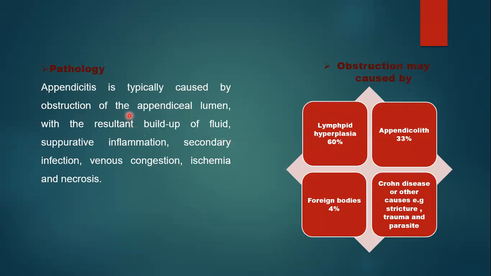Pathology. Appendicitis is typically caused by obstruction of the appendiceal lumen with a resultant build-up of fluid, suppuration, inflammation, secondary infection, venous congestion, and finally ischemia and necrosis. The most common cause is lymphoid hyperplasia, about 60%, followed by appendicolith in about 33%, followed by foreign body 4%. Then Crohn's disease or other causes, for example stricture, trauma, and parasite, are rare causes.